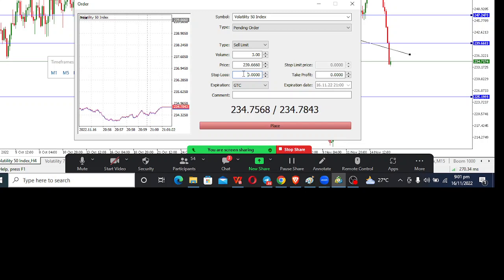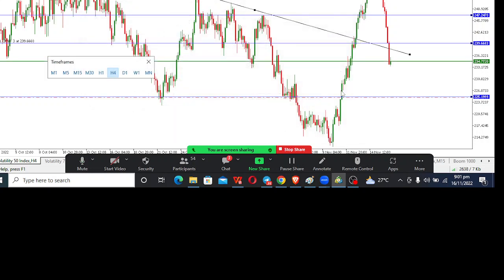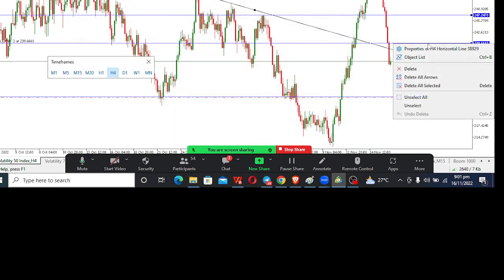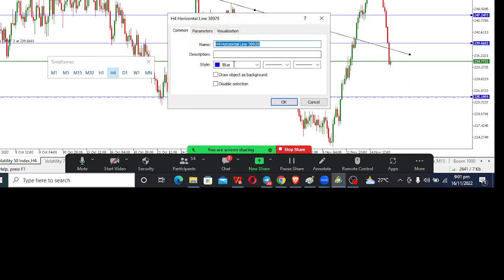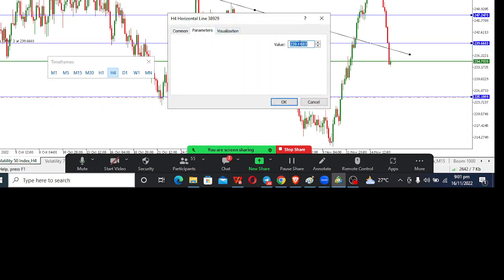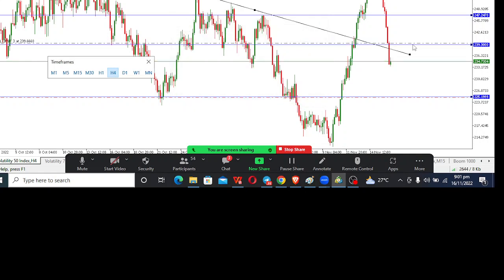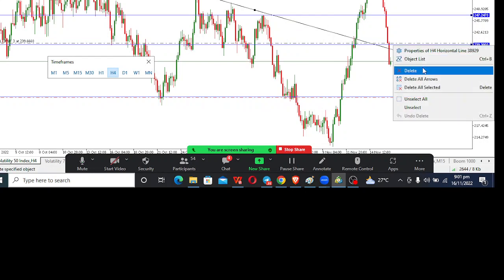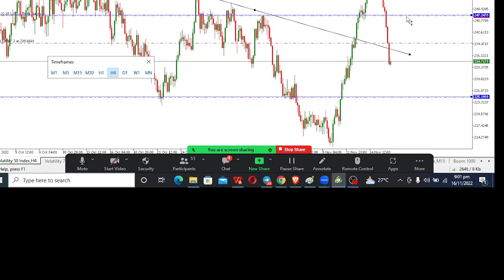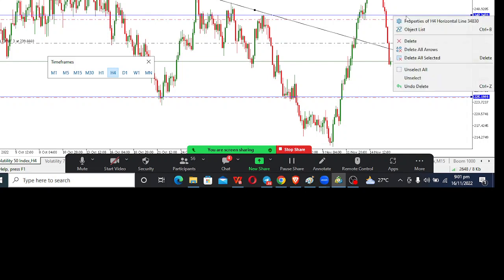pressure. So the stop loss would be 247.2, and then my take profit would be 225. Let me just leave it like this. So I've placed my order here. Let me find ways to delete these guys. Okay, good. Okay, simple.